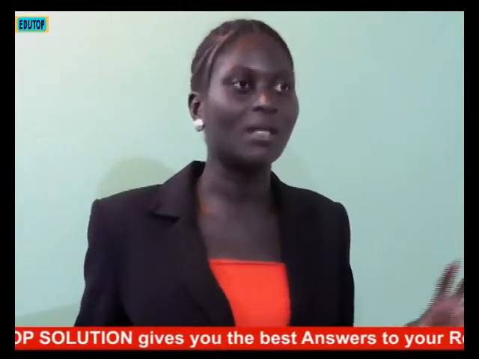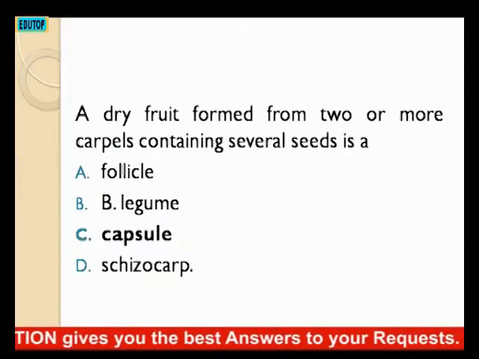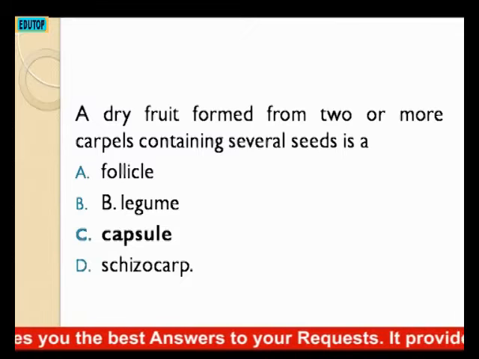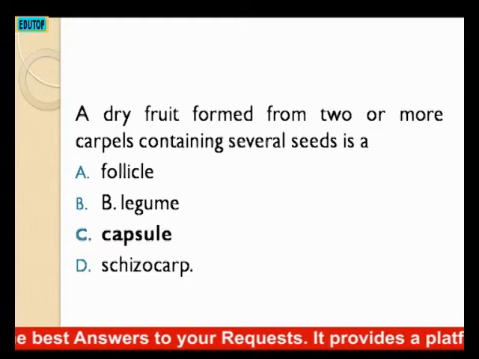Like I said earlier, when you come to this topic, just know it, just put it on your head, not like cramming. Drupe is like this, berry is like this, capsule is like this, follicle is like this, legume is like this, schizocarp is like this. So you just have to know it. There is no two ways to it. So a dry fruit formed from 2 or more carpels containing several seeds is a capsule, option C.